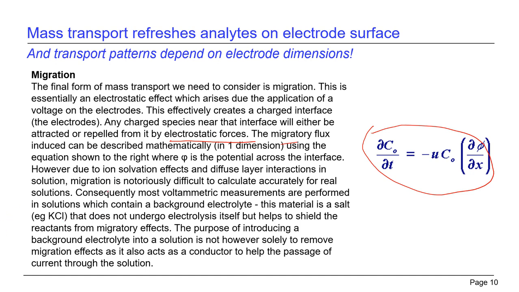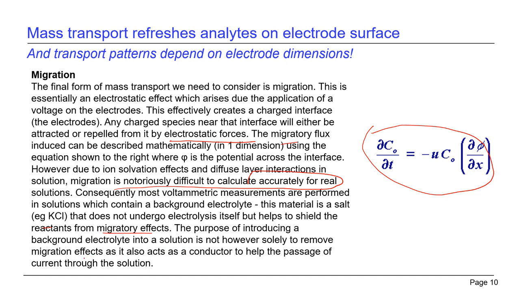However, due to ion solvation effects and diffuse layer interactions in solution, migration is notoriously difficult to calculate accurately for real solutions. Consequently, most voltammetric measurements are performed in solutions which contain a background electrolyte. This material is a salt that does not undergo electrolysis itself, but helps to shield the reactants from migratory effects. The purpose of introducing a background electrolyte into a solution is not, however, solely to remove migration effects, as it also acts as a conductor to help the passage of current through the solution.